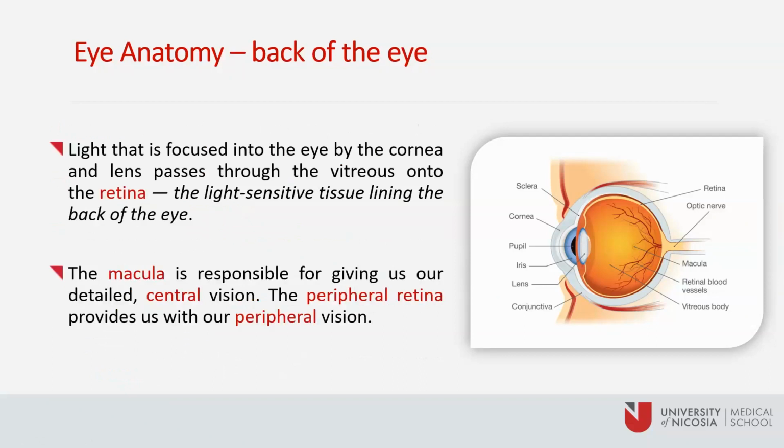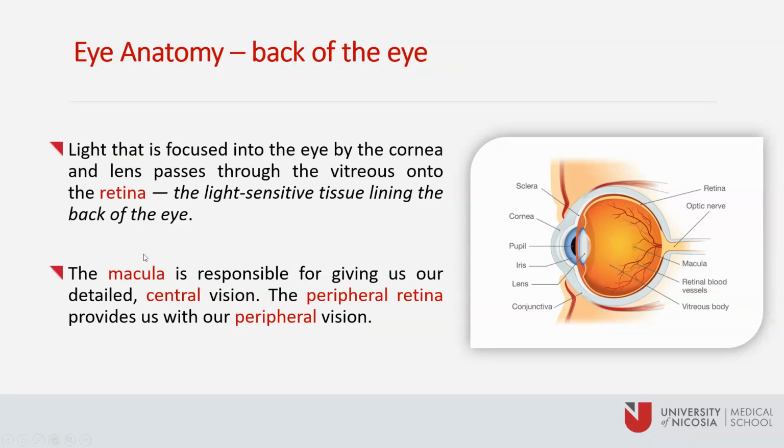Now, if we go to the back of the eye, we know that the light can come through from the cornea through the lens, and it passes into the vitreous, which is found in the vitreous body, onto the retina. The retina is the light-sensitive tissue that lines the back of the eye. And this is where we actually have the most important cells responsible for converting the information to our brain. So I'm going to go through a little bit more about the retina.